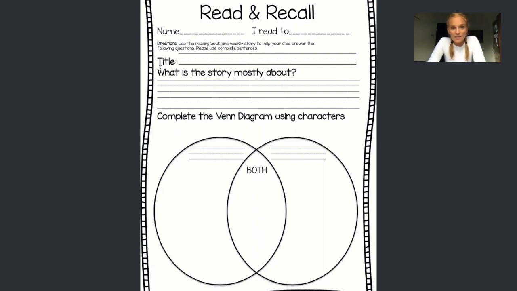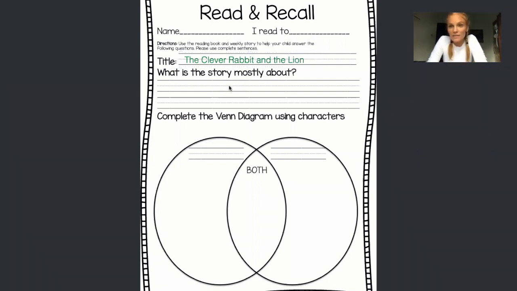All right, so let's move down right here. Can you help me read this word for me? Title. Very good. What is the title of the story? The title of the story is The Clever Rabbit and the Lion. So let's go ahead and write that here. The Clever Rabbit and the Lion.